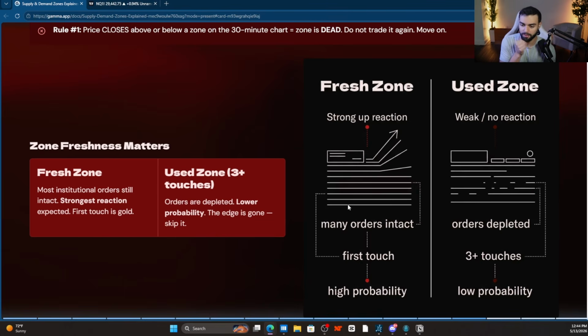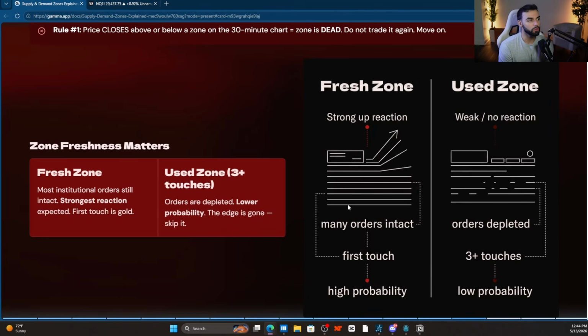Fresh zones matter. Most institutional orders are still intact if the zone is more fresh. It's going to give you the strongest reaction, and it's expected. I mean, old zones still work, but the majority of them work better if it's a fresh zone. I still treat them the same way, but I've noticed the win rate is significantly better for fresher zones.